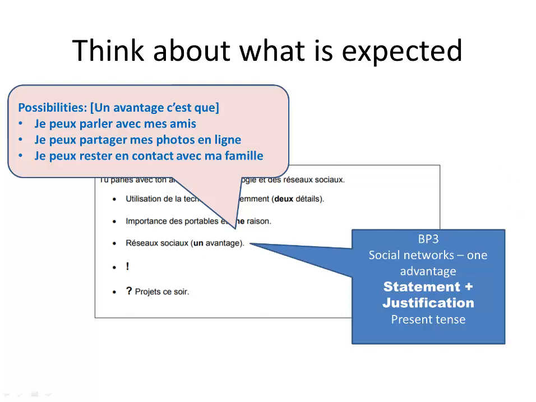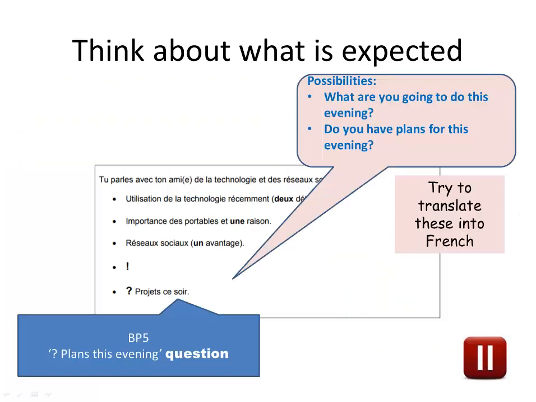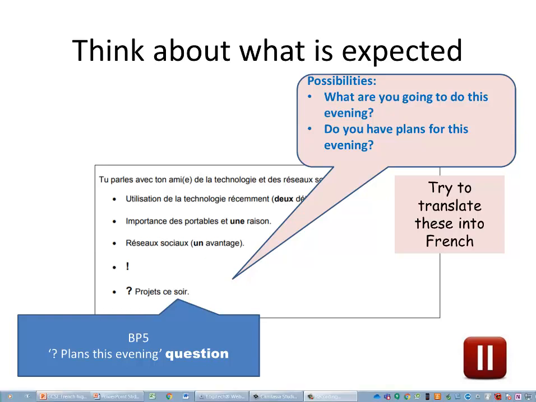Okay, we can't prepare for bullet point 4, so let's go on to 5. This is the one where we've got to ask the questions about the plans in the evening. Bullet point 5 then, this asks you to ask a question. I think the one that they obviously want you to ask is, what are you going to do this evening? So projet ce soir, plans this evening. For this, it shows that you can ask a question and you can use the future tense. But in this particular case, if you were really stuck, I reckon you could get away with, do you have plans for this evening? Pause, translate both of these, then resume to see if you were right.